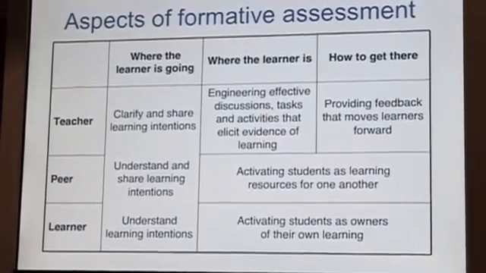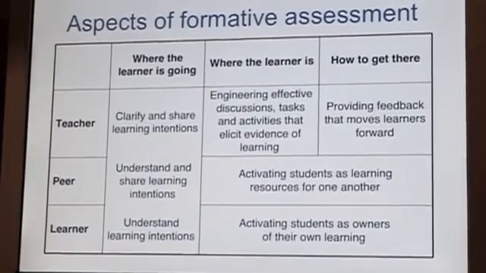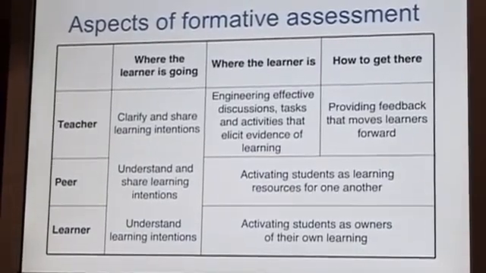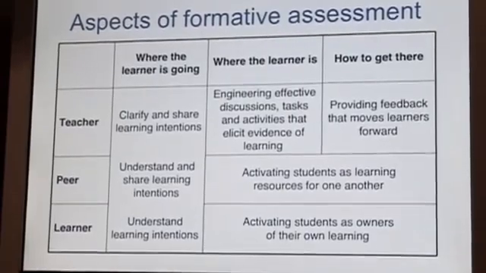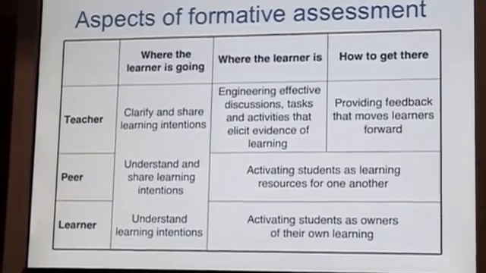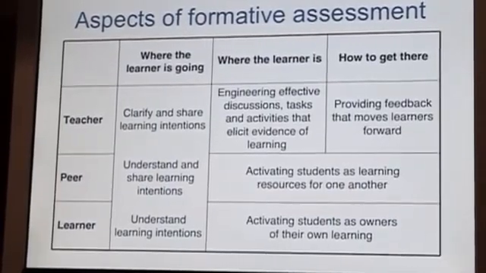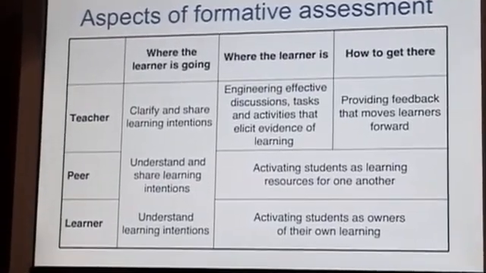So we think there are 5 really central strategies. One is clarifying and sharing learning intentions. One is engineering effective discussions, tasks, and activities that elicit evidence of learning. Providing feedback that moves learners forward. Activating students as learning resources for one another. And activating students as owners of their own learning.